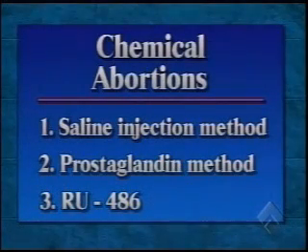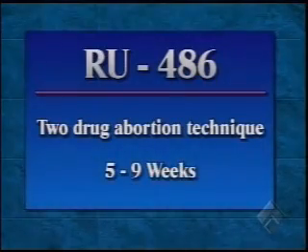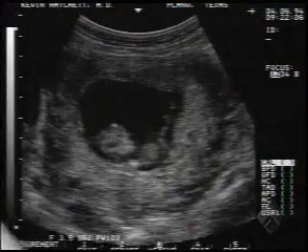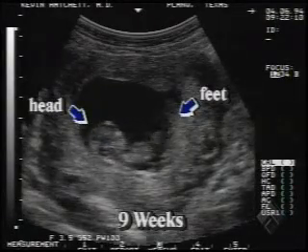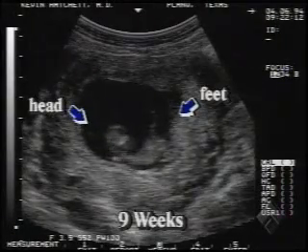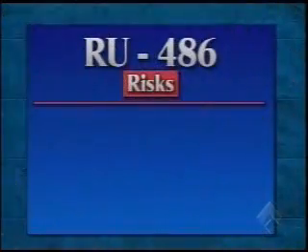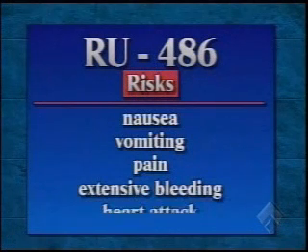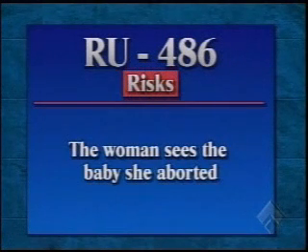RU-486 is a two-drug abortion technique used to abort a woman 5 to 9 weeks pregnant. It kills an unborn baby whose heart has started to beat. It can deform a baby who survives the abortion attempt. It has killed and injured women. Some of the complications include nausea, vomiting, pain, extensive bleeding, and even heart attack. But the worst complication may be the fact that the woman sees the baby she aborted.